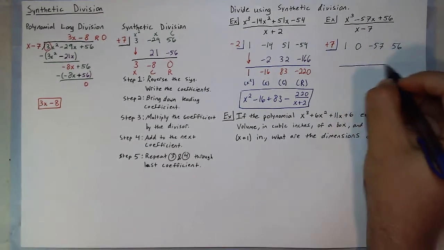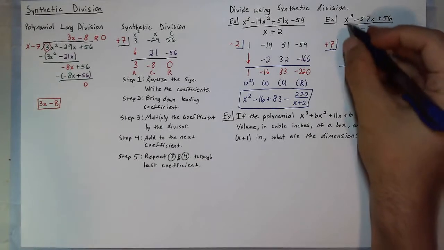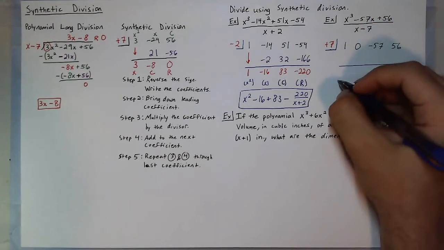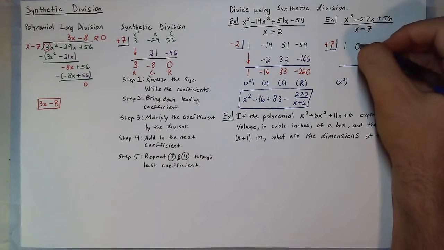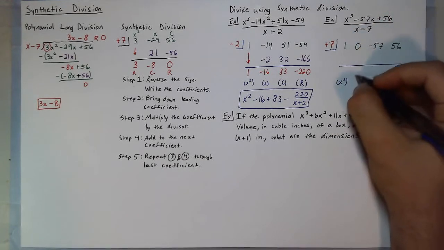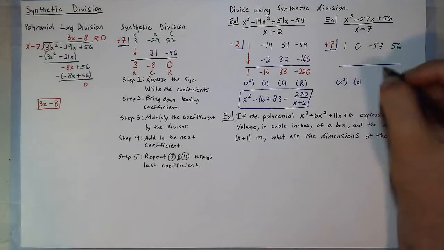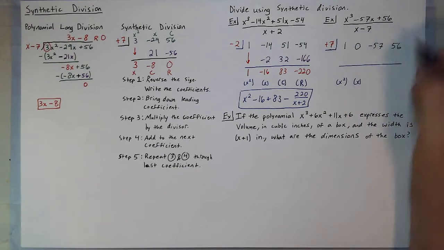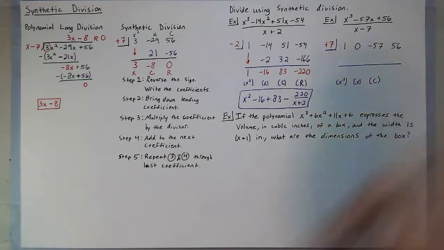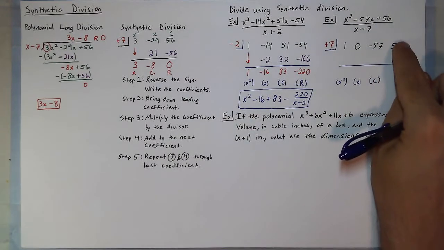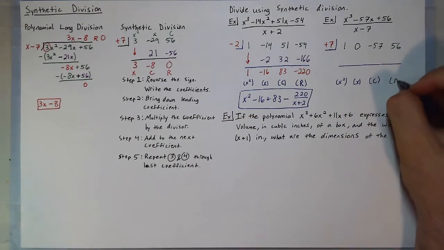So again, as a reminder, I'm going to write it down here. The first term normally is x cubed, so the first coefficient I get will go for x squared. The 0 is normally attached to an x squared, so right here I'll get an x term. Negative 57 was the x term, so now I'll get the constant under that column. And then underneath the constant column will be the remainder.